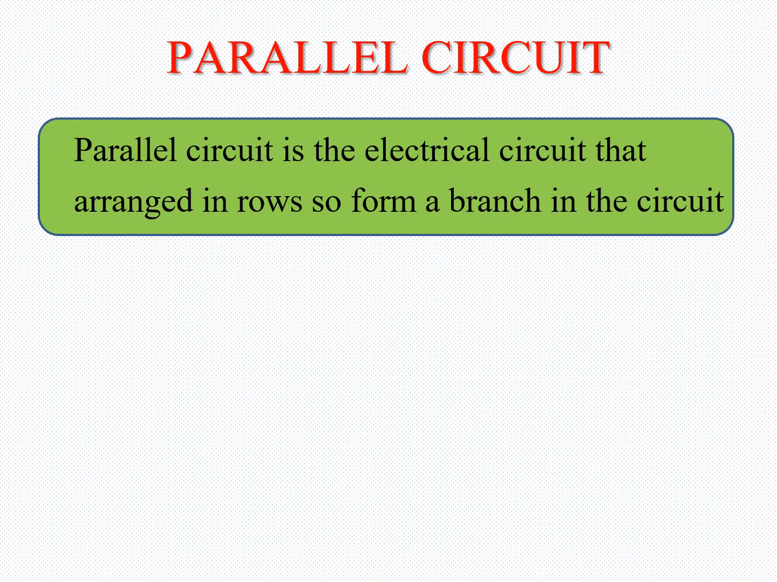Now the second type of connection is the parallel circuit. In a parallel circuit, the circuits are connected in such a way that they form a row, or we can say a branch of the circuit. We can say that the parallel circuit is the electric circuit arranged in a row so that it forms a branch in the circuit.